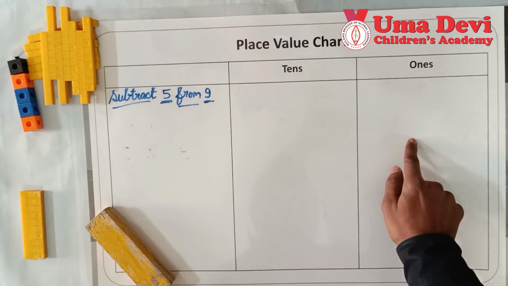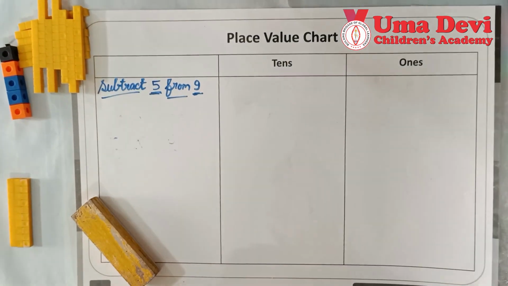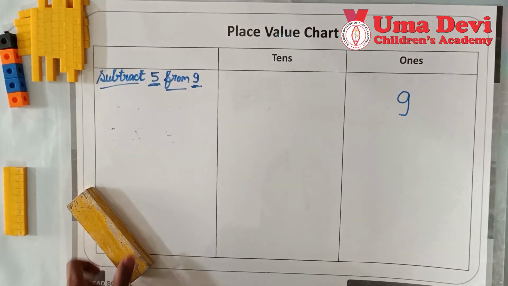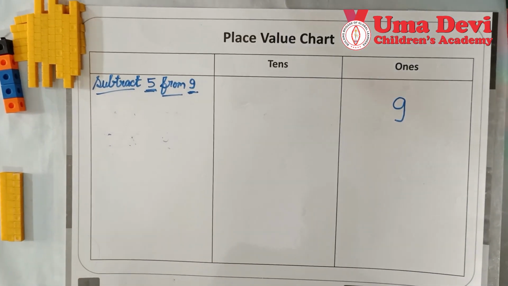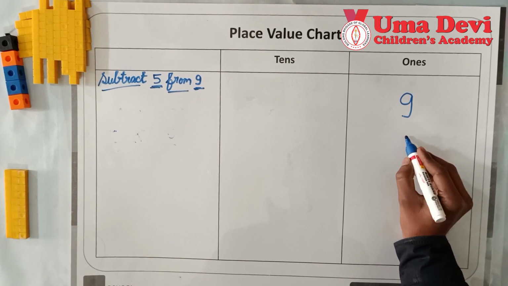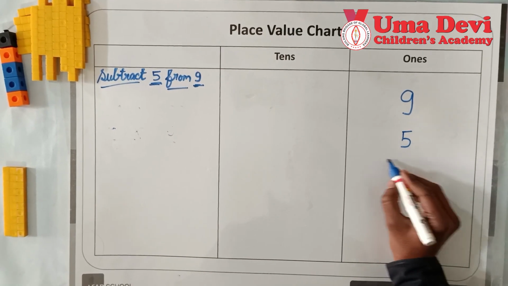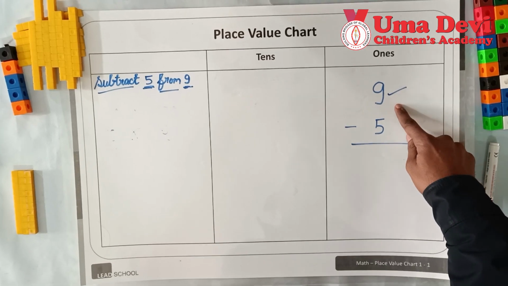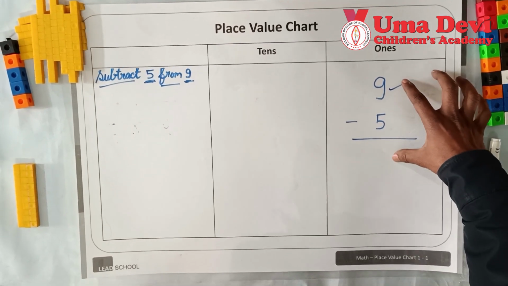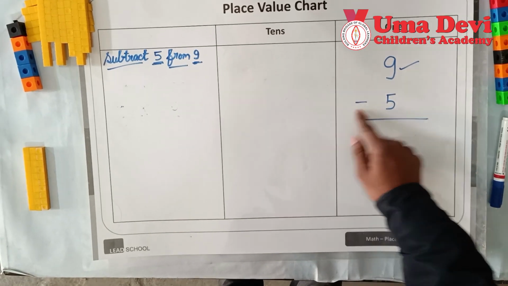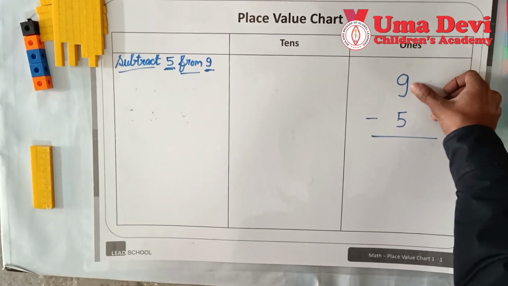So look, this is the ones block here. So I am writing 9 upside. Why is 9 at the top? Because 9 is a bigger number and 5 will be written on the downside like this. Okay, then look at this question. Here we will subtract 5 from 9. This is the sign of minus and this is 9 written there.